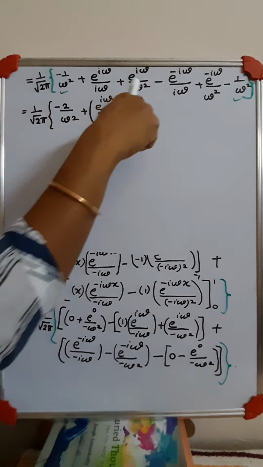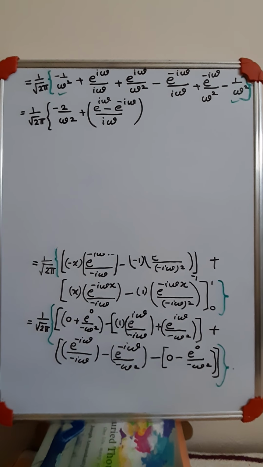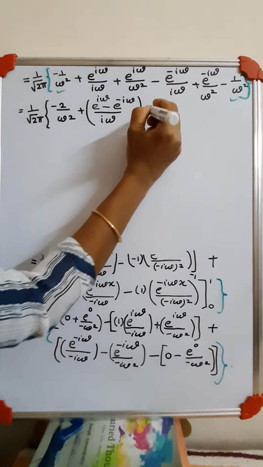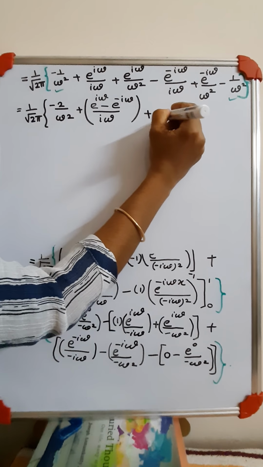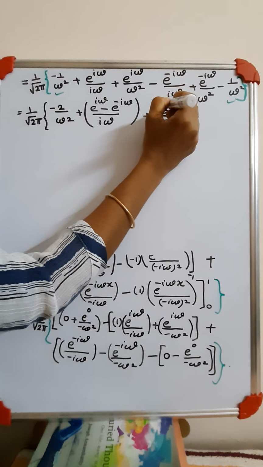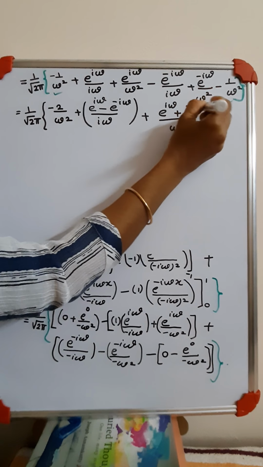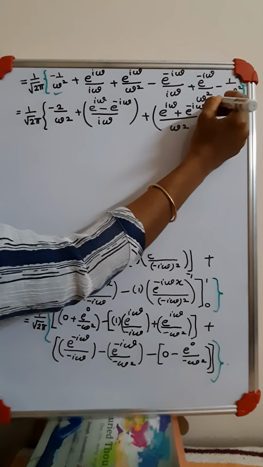Then finally omega square in the denominator. There are two terms with omega square in the denominator. Combine these two terms, we can write it as: the denominator is omega square, the numerator e raised to I omega plus e raised to minus of I omega.